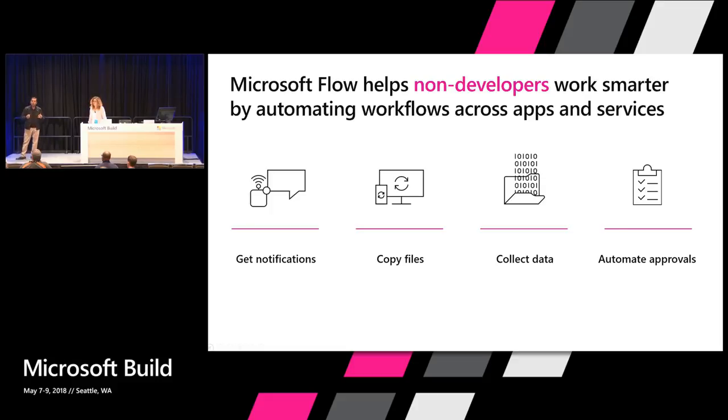First and foremost, you can use Flow to get notifications. For example, if your manager emails you, you can send a push notification to your phone. Or if a new file gets added to SharePoint, you can send an email with details about that file and a link to it. You can also use Flow to copy files. For example, if something gets added to, let's say, OneDrive, let's say you're taking pictures on your phone and you're out on a business trip, you can take pictures, gets put into OneDrive. You can set up a flow that then copies those pictures from OneDrive into another data source like SharePoint or OneDrive for Business.